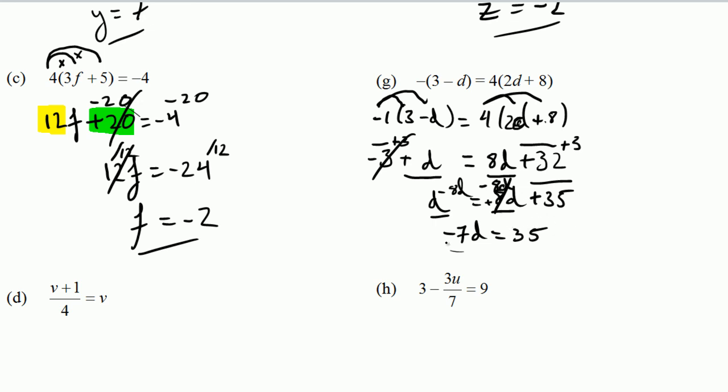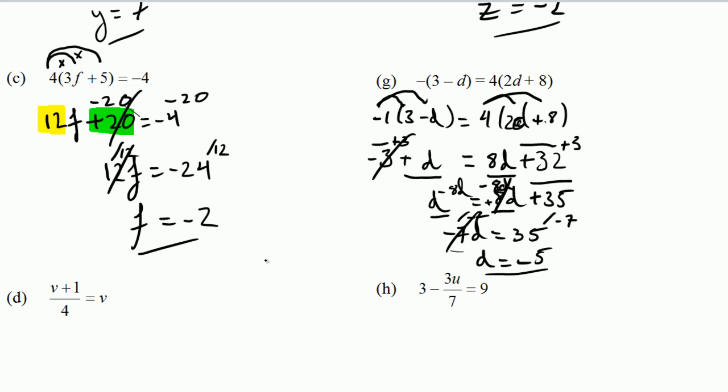So finally we have negative 7 times d equals 35. So negative 7 times d, so what's the opposite of times negative 7? Well, we divide by negative 7 on both sides. Hopefully it's clear. That gets cancelled, so we're left with d equals positive number divided by negative number should give us a negative, and 35 divided by 7 is 5. So d equals negative 5 is our answer.